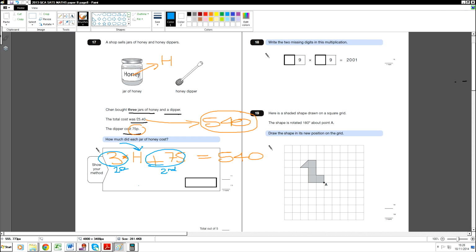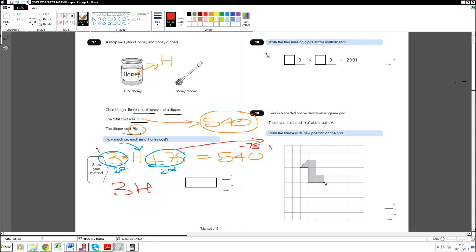Now, what we've done so far, we have identified the actions. When we solve it, which action do we move first? Do we move the first action first or the last action first? Last action. Well done. We always move the last action first. So the plus 75 comes over. Then what's 540 minus 75? So we have now 3h is equal to 540 minus 75, which gives us an answer of 465.